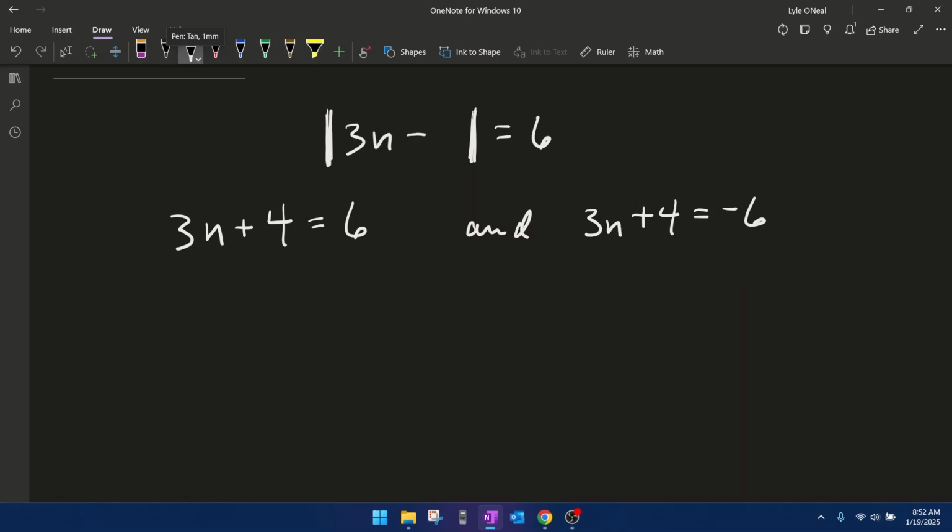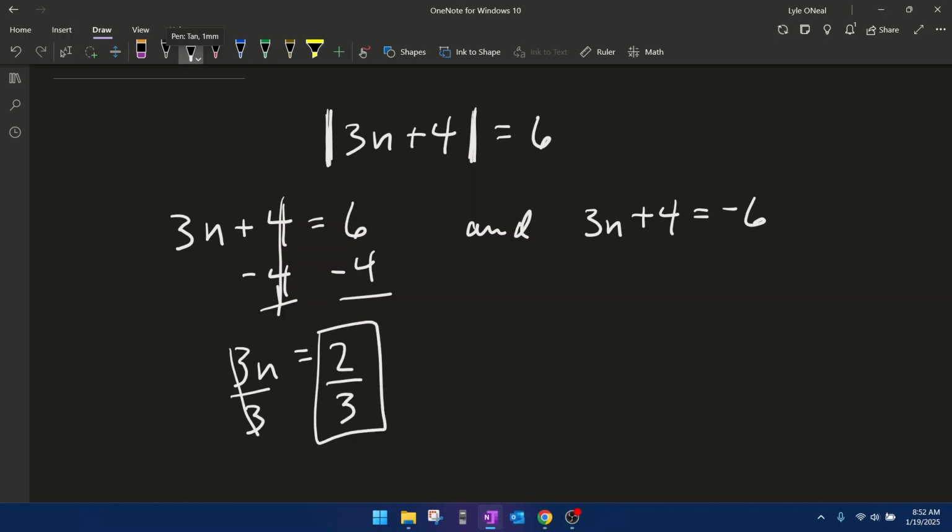And let me get this back. All right, here we go. Subtract 4. To get started, to get rid of those 4s, we're going to have 3n equals 2 and divide by the coefficient to finish. That's one of our solutions.